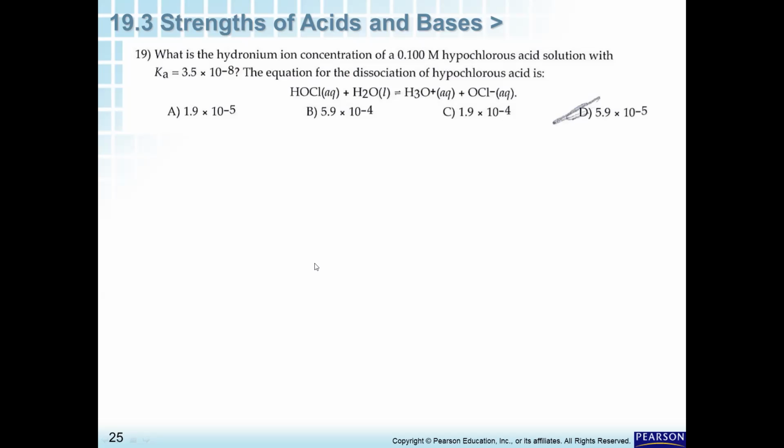I'm asking you about H plus of a 0.1 molar acid solution if the Ka for that one is equal to 3.5 times 10 to the minus 8. Write the equation for the dissociation. All right, so which one is the correct answer? You have to do the following. First of all, you have to write the equation as usual, and the Ka value.